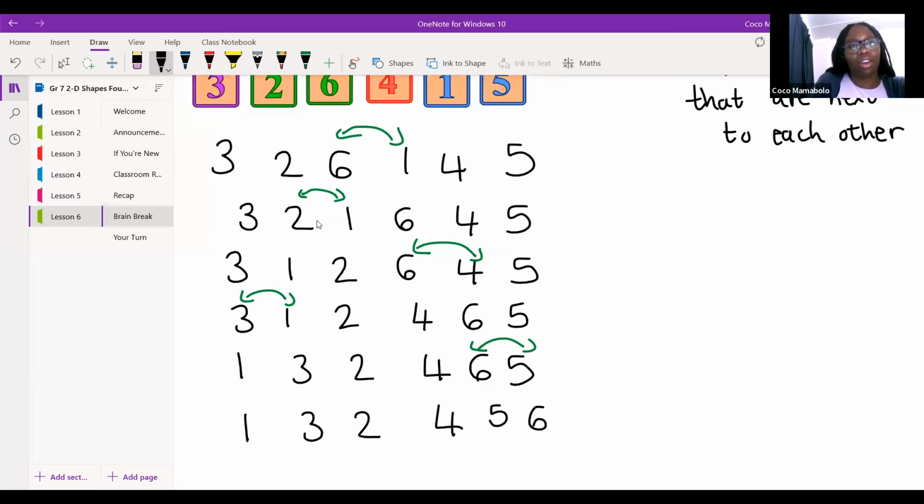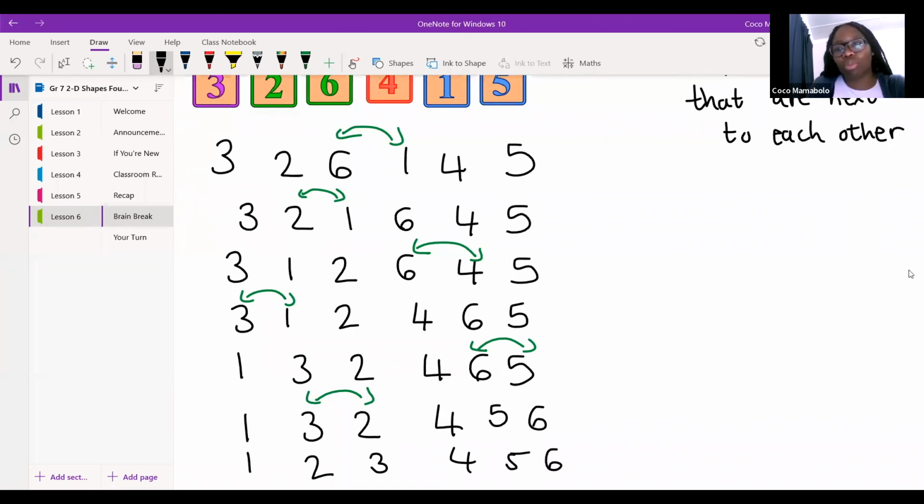Excellent. Okay, and Kanwa, can you take it home for us? What's the last one? Ma'am, it's 2 and 3. Good, we can swap 2 and 3. Okay, that was quite easy. 1, 2, 3, 4, 5, and 6.